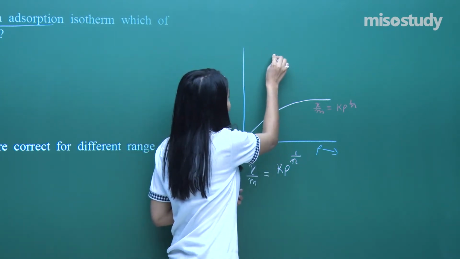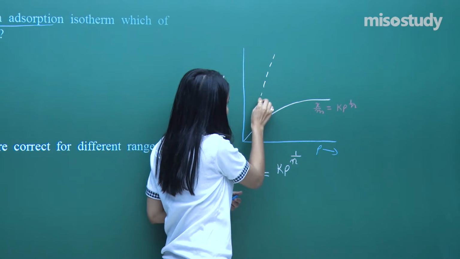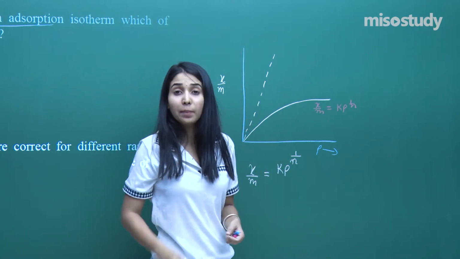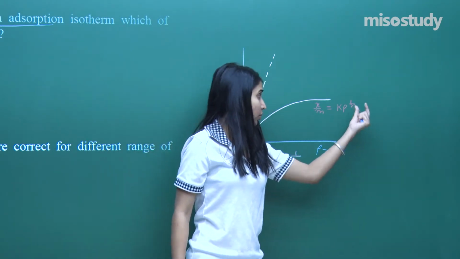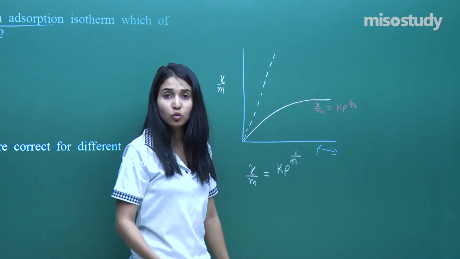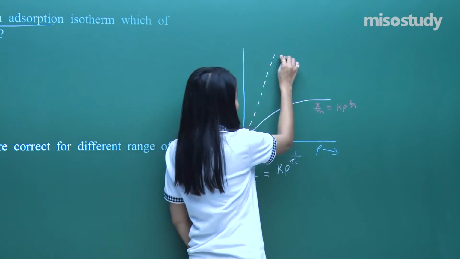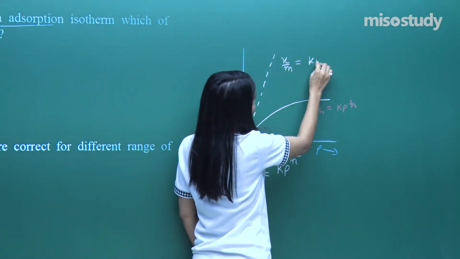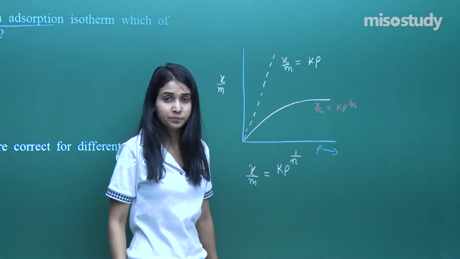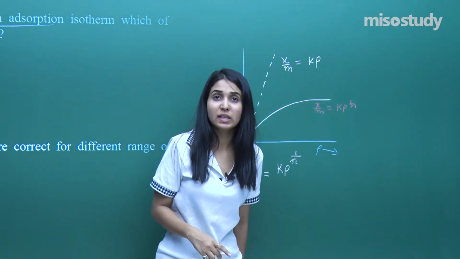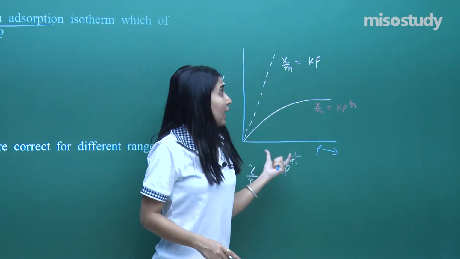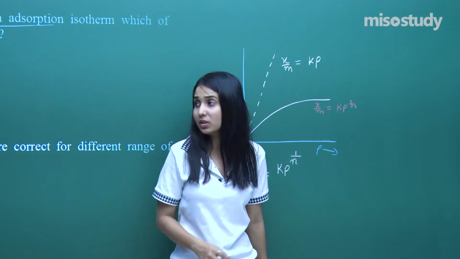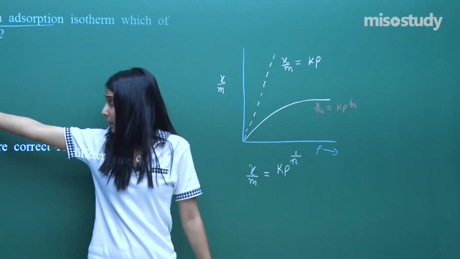If I'm talking about the low pressure range or the high pressure range, what would happen? That means, just assume, if I have the value of n equal to 1, what would I get? That would simply give me x by m is equal to K P, right? If I get K P, what do I see? I get a straight line graph. That means if the pressure range is low, somewhere I can apply this context.